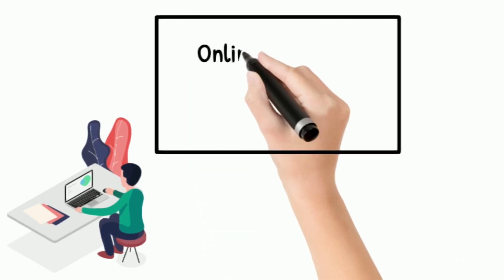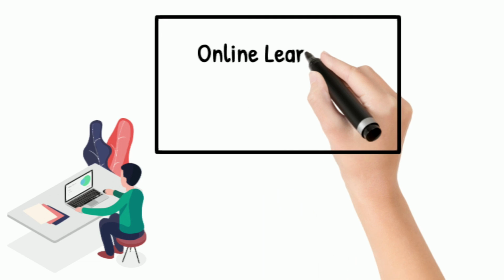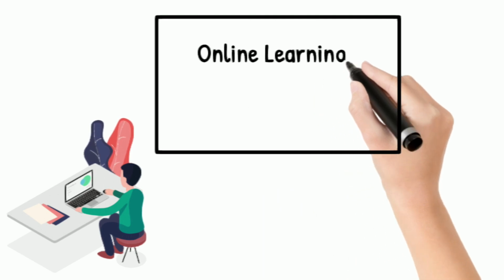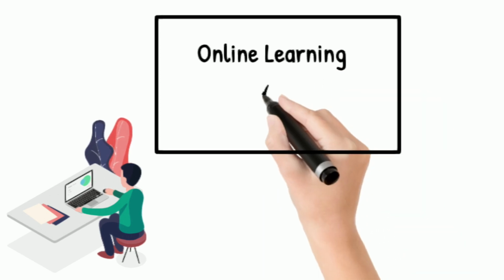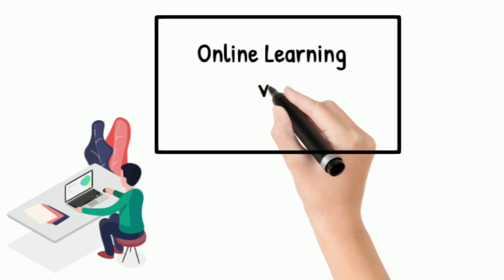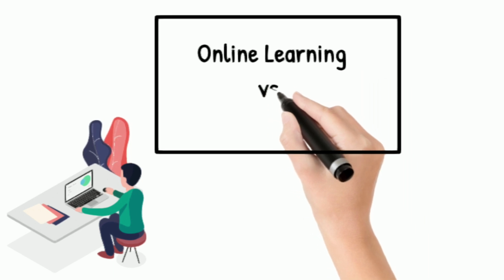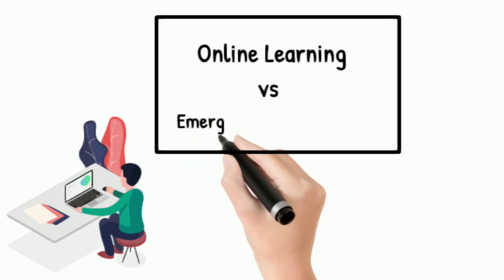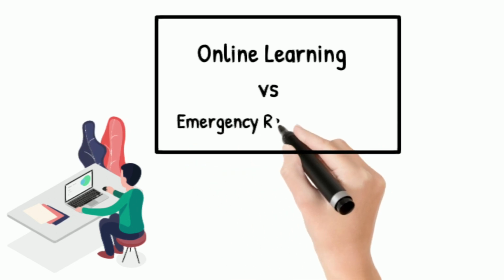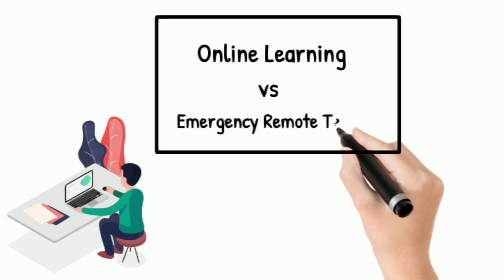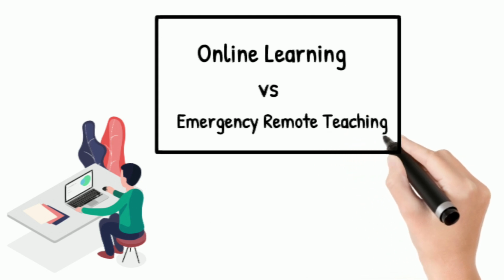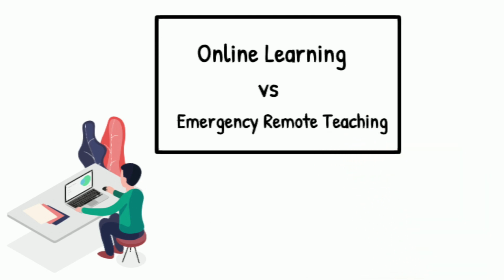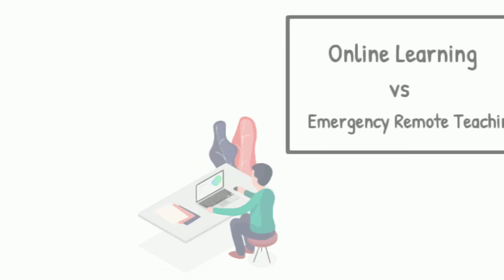Online learning is designed purposely to be remote, while ERT is activated in response to a crisis. On the other hand, online learning is meant to be a long-term solution, while ERT is meant to be temporary. The results of online learning are also more accessible than ERT. And last, students voluntarily enlist in online learning, and they may not have a choice in ERT.